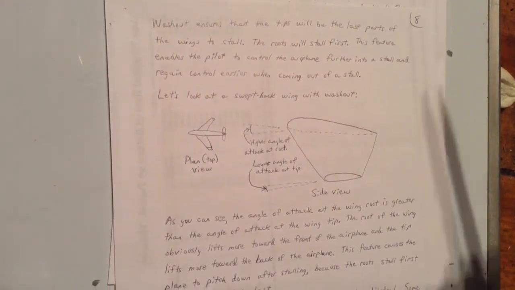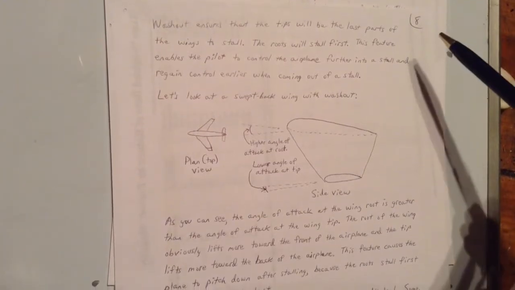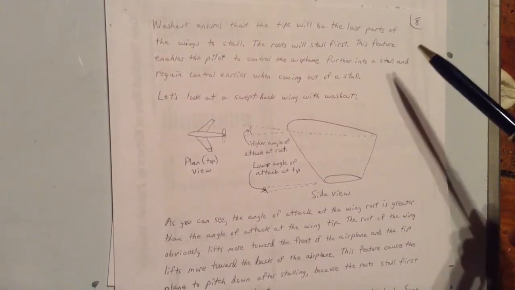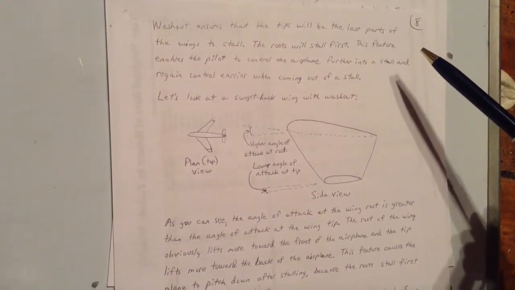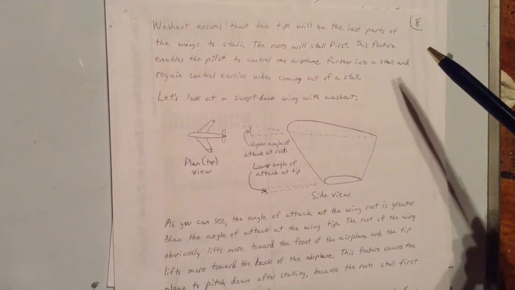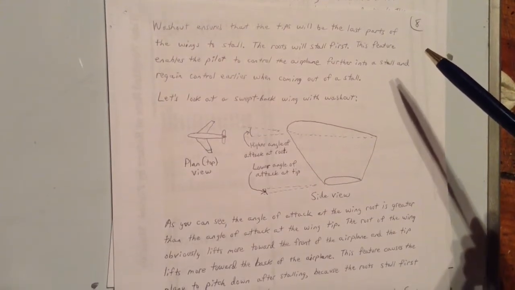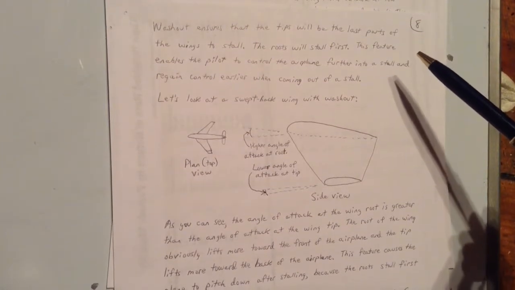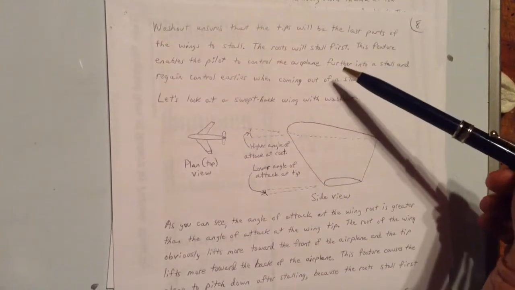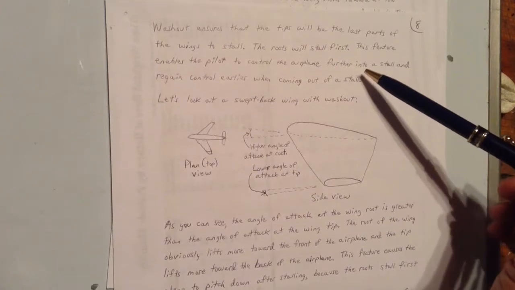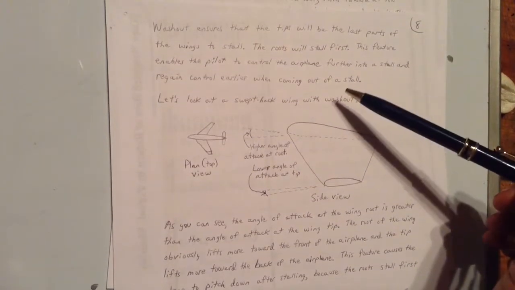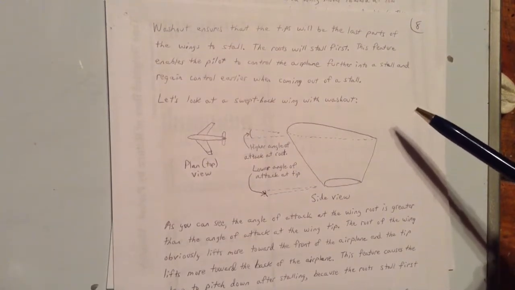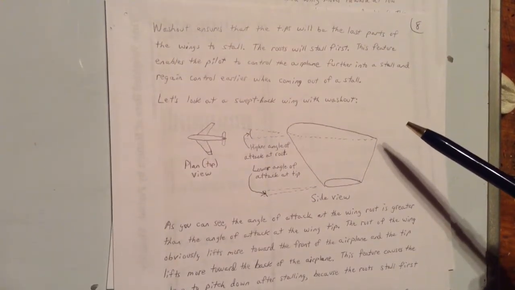Washout ensures that the tips will be the last parts of the wing to stall. The roots will stall first because they have a higher angle of attack. When the angle of attack at the tip is 10 degrees and the angle of attack at the root is 13, the root is closer to the stall angle than the tip is. This feature enables the pilot to control the airplane further into a stall and regain control earlier when coming out of a stall. Let's look at the swept back wing with washout.